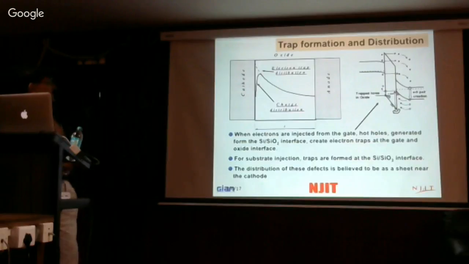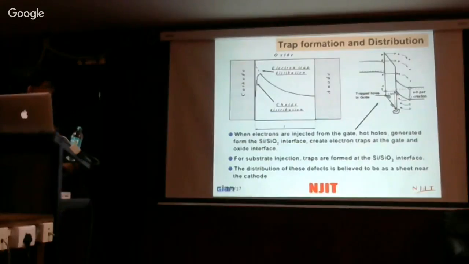So when the electrons are injected from the gate, hot holes, then this is actually a typical case. Electrons are injected, and electron-hole pairs are generated. The hot holes will travel through this dielectric and create the defects, maximum defects actually towards the injection side. So that's what you see if you calculate as a function of the distance here, you can see this distribution.